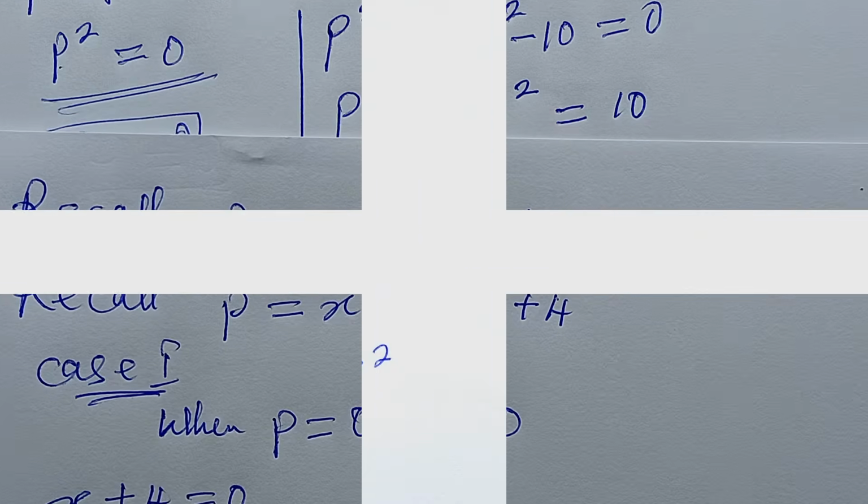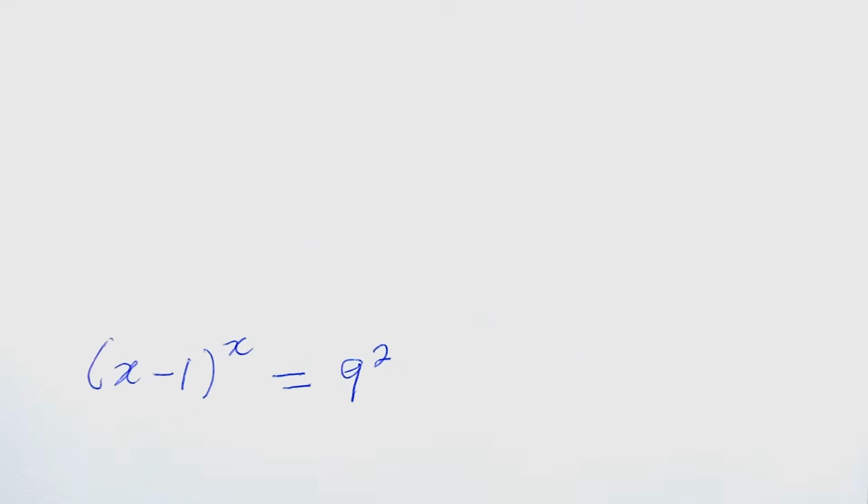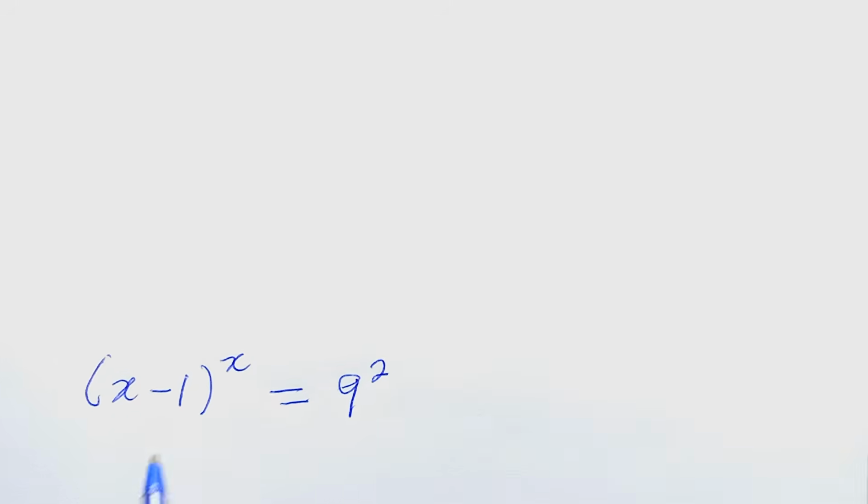So without expounding, today we have this beautiful exponential equation. The question reads: bracket open x minus 1, close bracket, raised to the power of x equal to 9 to the power of 2. What is the value of x here? So how do we solve this? We take our first step, which is our solution.